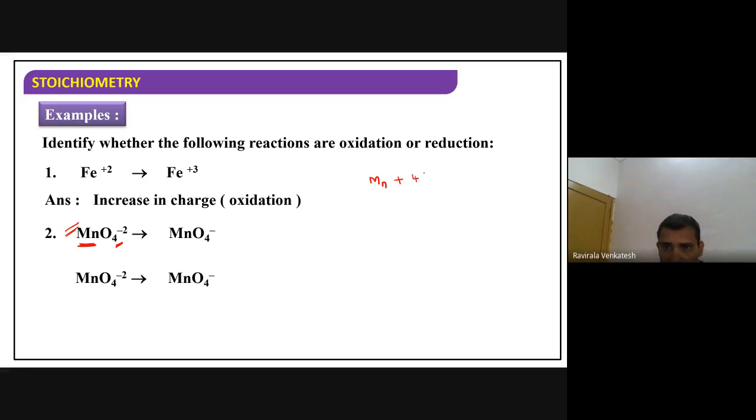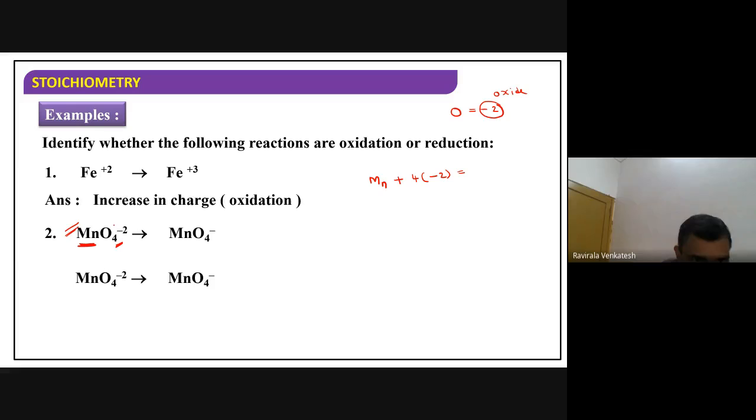Now, each oxygen, if it is oxide, the oxidation state will be what? -2, beta. For oxygen, you have to take minus if it is oxide. If it is oxide, take -2. So, for one oxygen, how much do you have to take? -2.